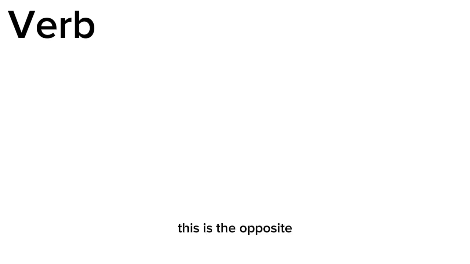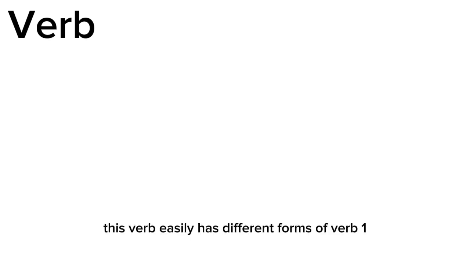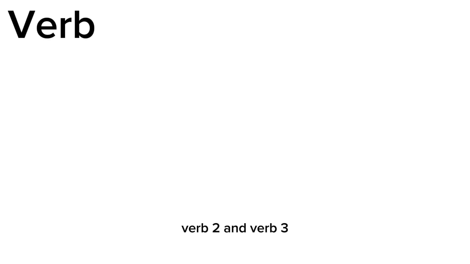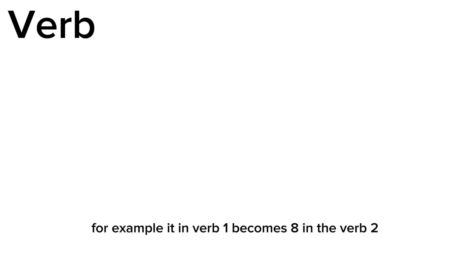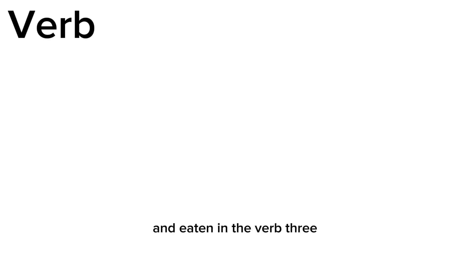This is the opposite of regular, or we call it an irregular verb. This verb usually has different forms of verb 1, verb 2, and verb 3. For example, eat in verb 1 becomes ate in verb 2 and eaten in verb 3.